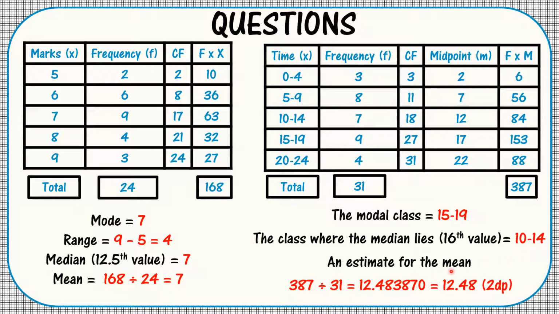An estimate for the mean is you would find the midpoint. You would multiply the midpoint by the frequency. Then you would do the total of that divided by the total frequency. So you do 387 divided by 31, which is equal to 12.483872, which is equal to 12.48 to 2 decimal places.